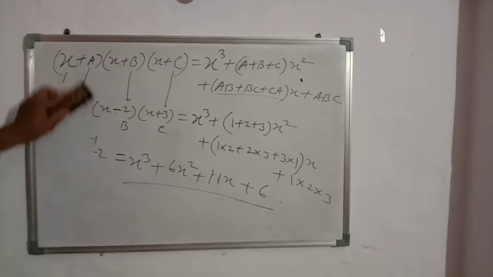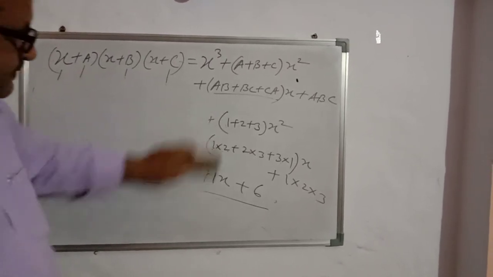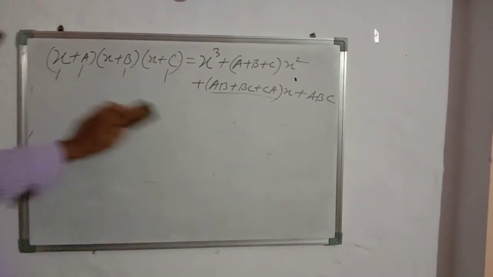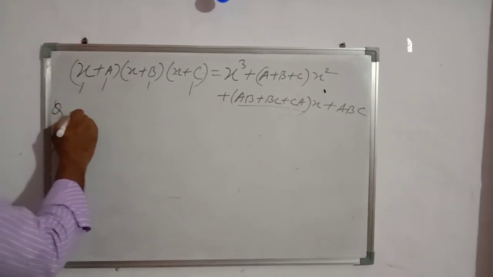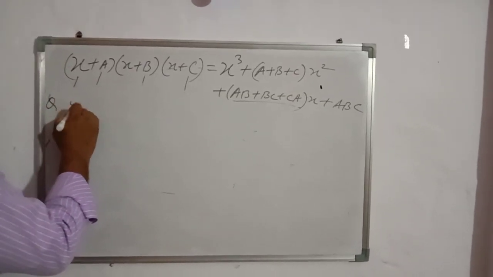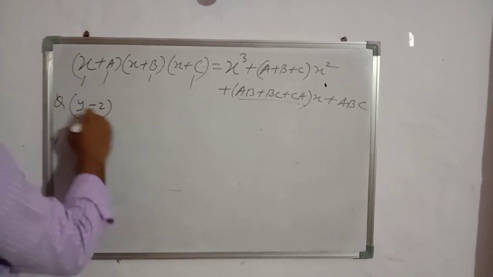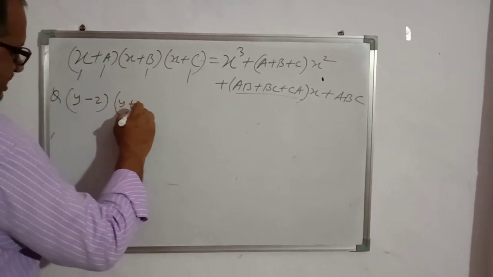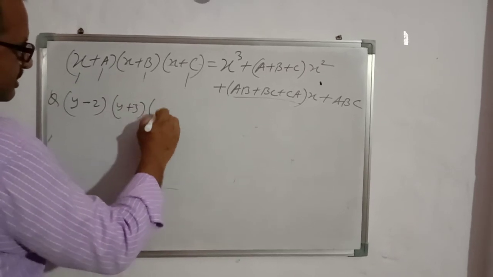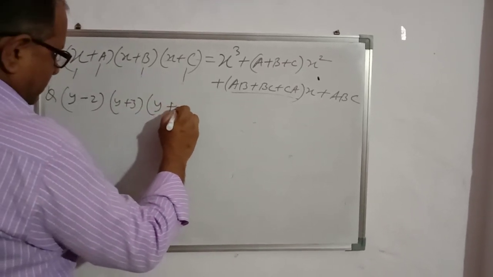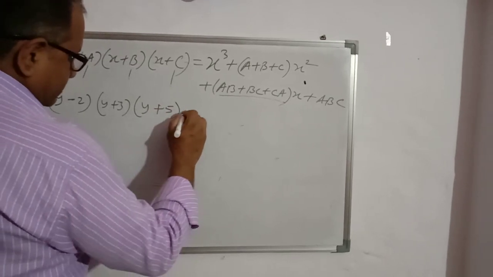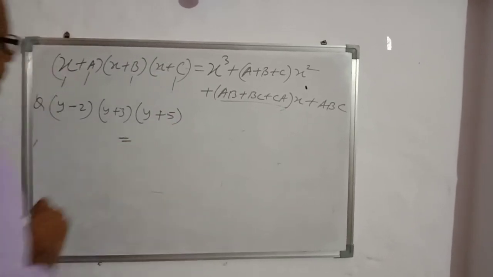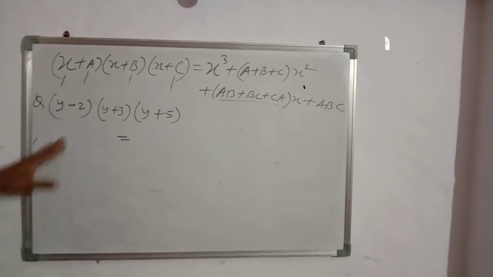Let us see one more question. Suppose y minus 2, y plus 3 and y plus 5. We have to find the product of these three brackets.